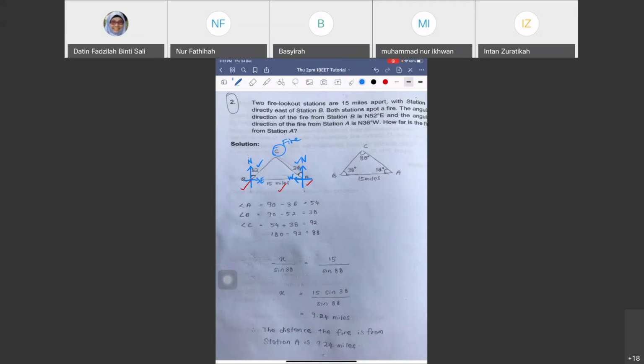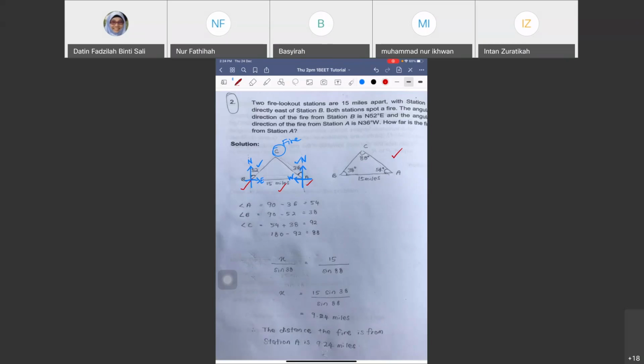Now let's look at this triangle. If this is 52, you can find this angle here, which in this case is 38. And because this is 36 degrees, you can find the angle here, which is then 54. You have already found two angles, so to find this one you subtract from 180 degrees to get 88 degrees. So basically, this is the right diagram.